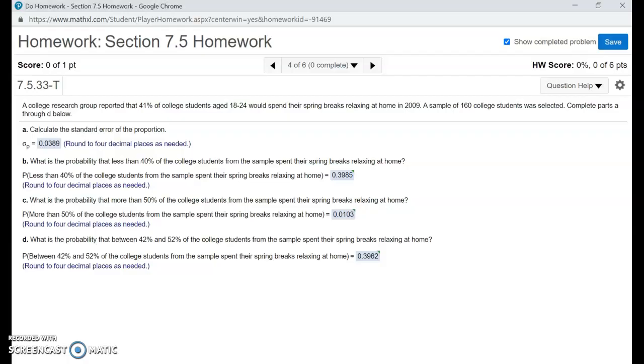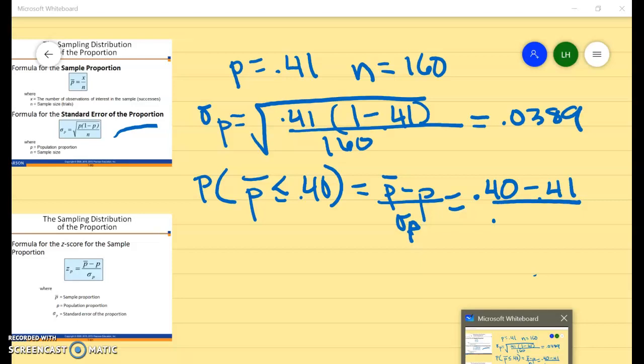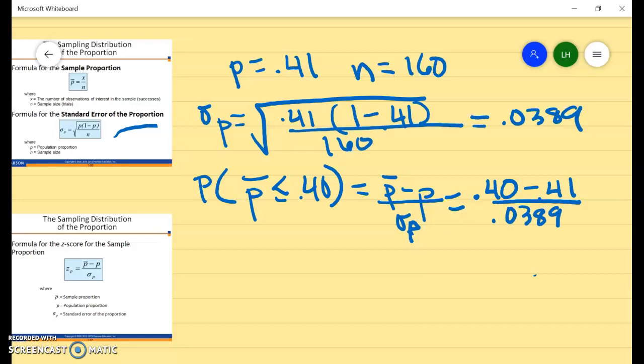So less than 40% would be 0.40 minus 0.41 divided by our standard error of our proportion, which we got is 0.0389. So we're going to do 0.40 minus 0.41, and we're going to get negative 0.01, and we're going to divide that by 0.0389. And we're going to get negative 0.2571.